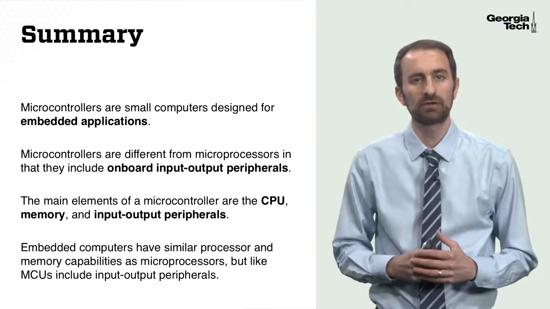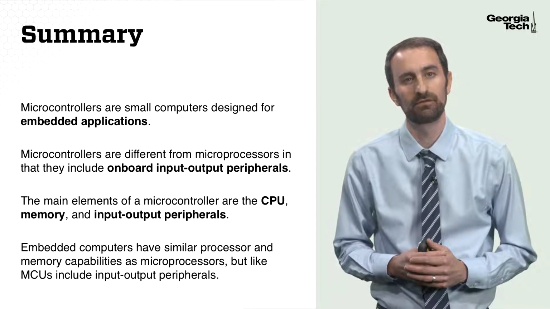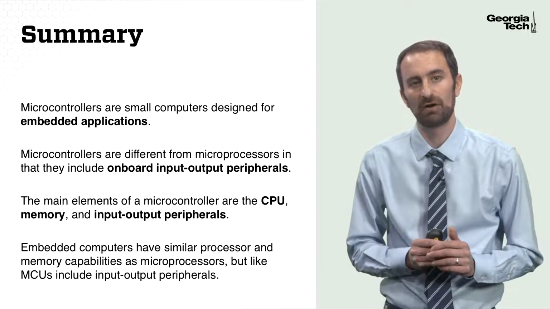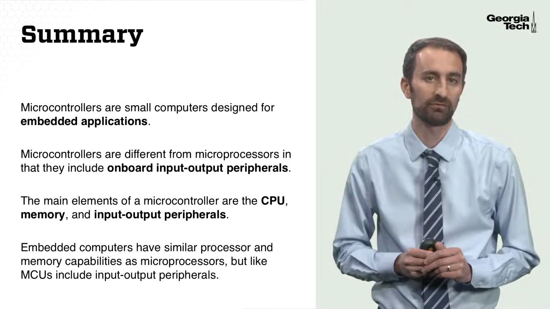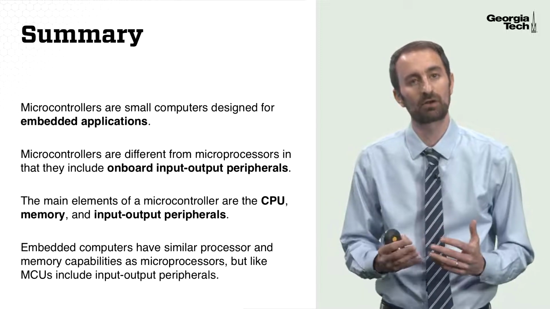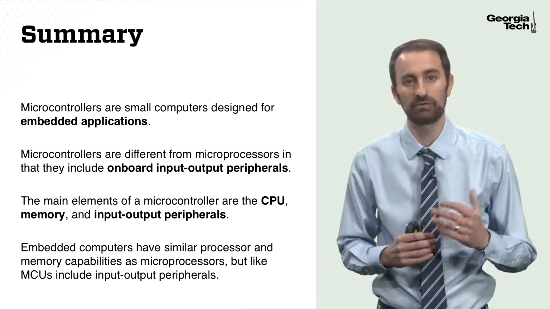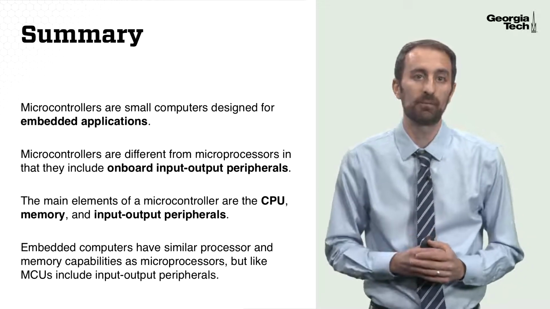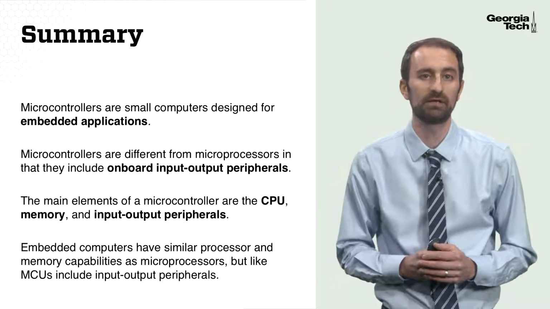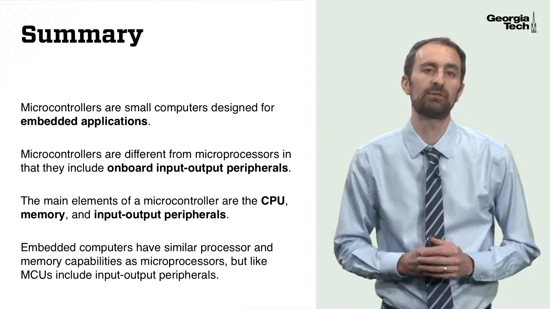So to summarize, microcontrollers are small computers and they're specifically designed for embedded applications. They're different from microprocessors because, number one, they include onboard input-output peripherals. In addition, they usually have less memory and are a lot lower cost and lower power devices. The main elements of a microcontroller include a CPU, memory, and input-output peripherals. And embedded computers have similar processing and memory capabilities as microprocessors, but like microcontrollers, they also include these input-output peripherals.